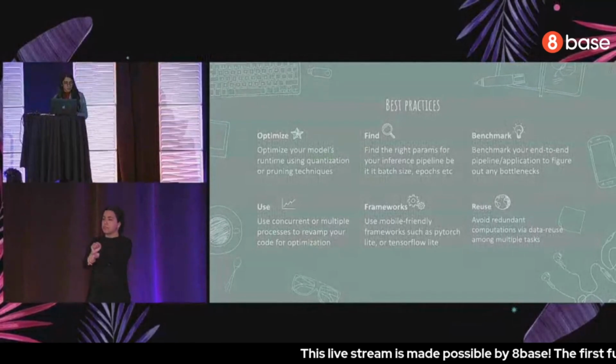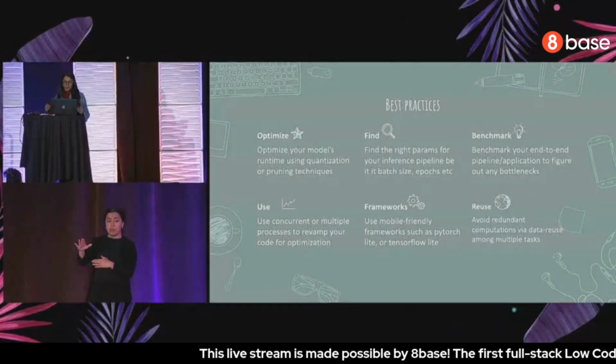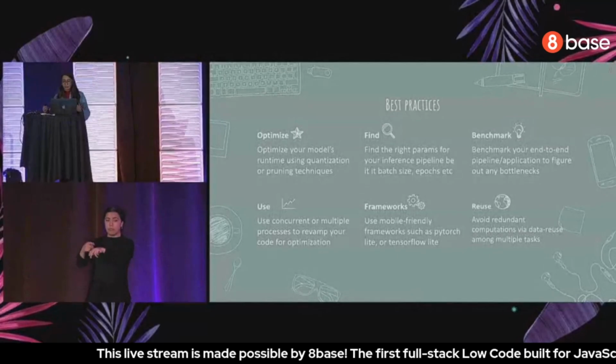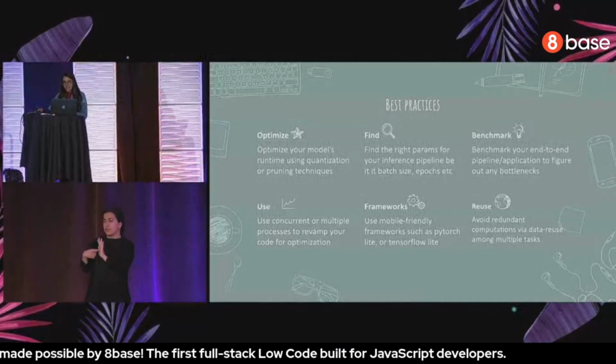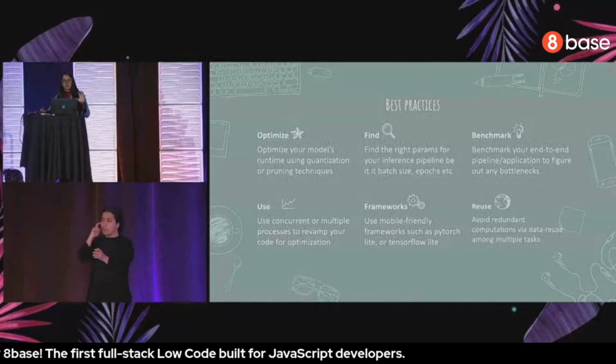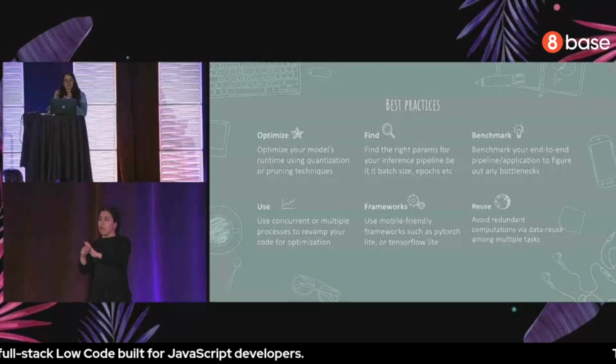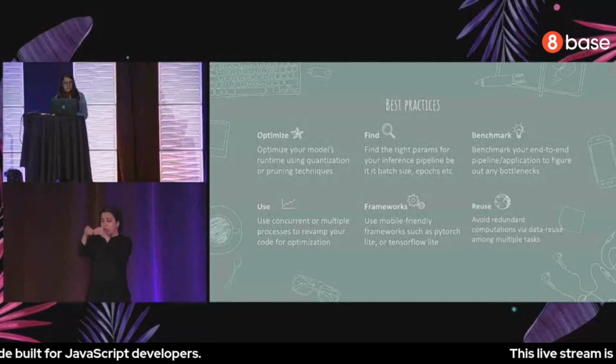So first is optimize your model's runtime using quantization and pruning techniques. Quantization example, I've already shown it to you. Pruning, or maybe like knowledge distillation. In knowledge distillation, you have the bulky models. You can just distill the knowledge into smaller models that you can run on your edge devices.